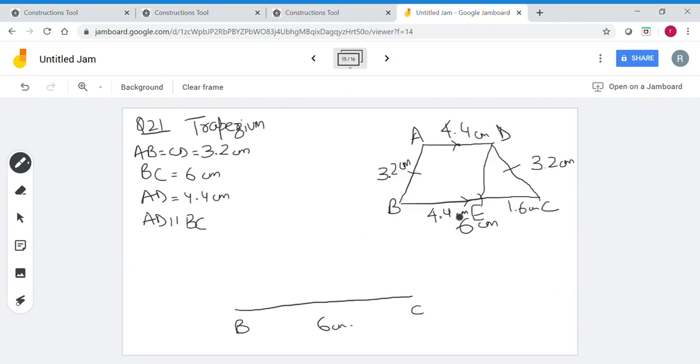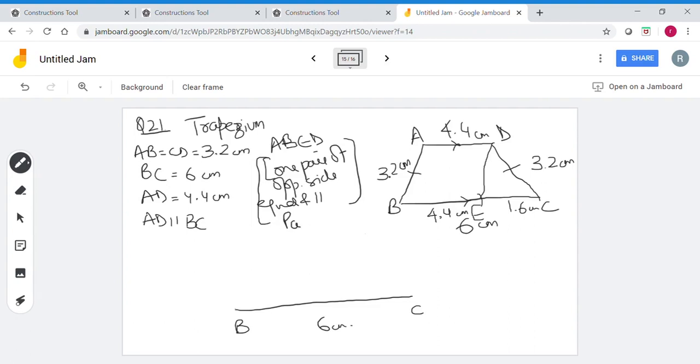What does ABED become? ABED has one pair of opposite sides equal and parallel. Now what is quadrilateral ABED? Yes, it's a parallelogram, because in a parallelogram, if you get one set of opposite sides equal and parallel, it basically means that the other set of opposite sides is also parallel and equal, which means ABED is a parallelogram. So what will be the length of ED? It will be 3.2 centimeters.